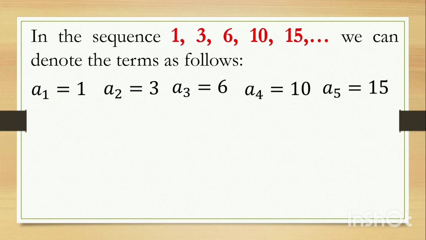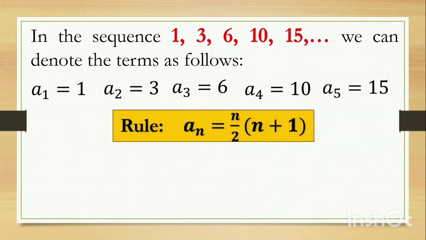Now, what if tinanong ka, what is the 20th term? What is the 19th term? So, paano natin siya kukunin? Diyan tayo gagamit ng general term o yung tinatawag nating rule. So, itong general term na to o rule, ito yung pwede natin gamitin para makuha natin yung mga susunod na terms, lalo na kung nasa malayo na sila. So, let us prove first kung tama ba tong rule na to. So, halimbawa, I have A sub 1. So, A sub 1 means first term.